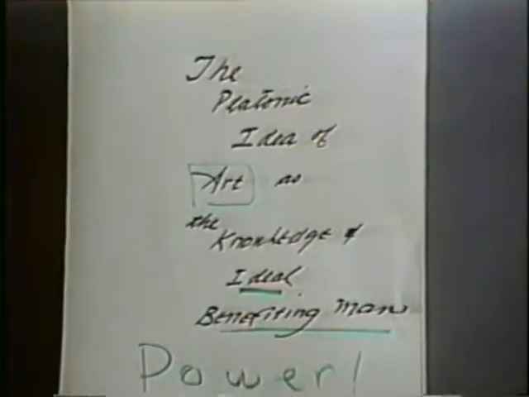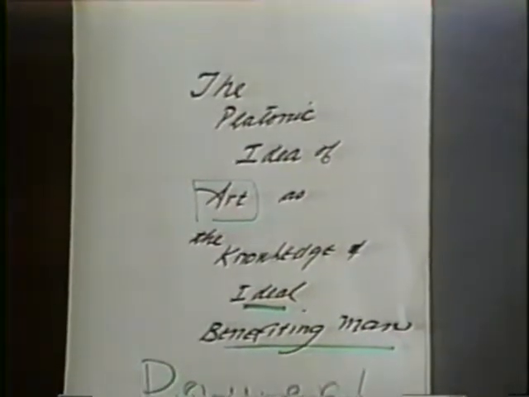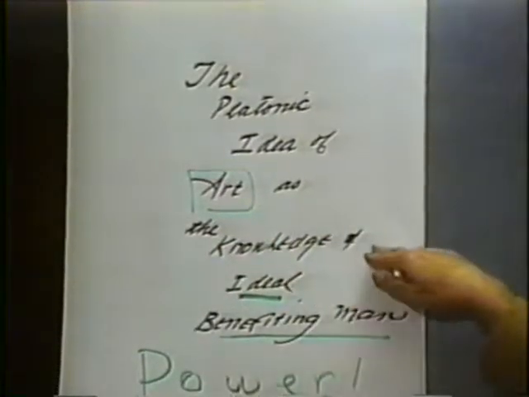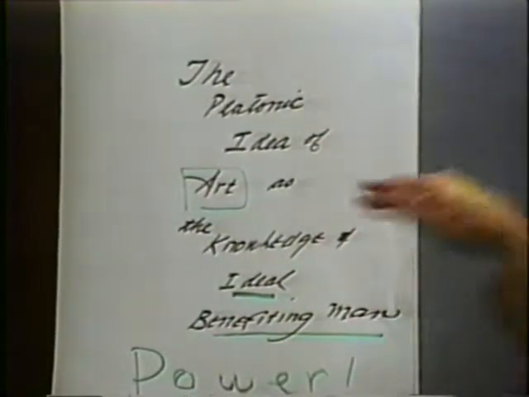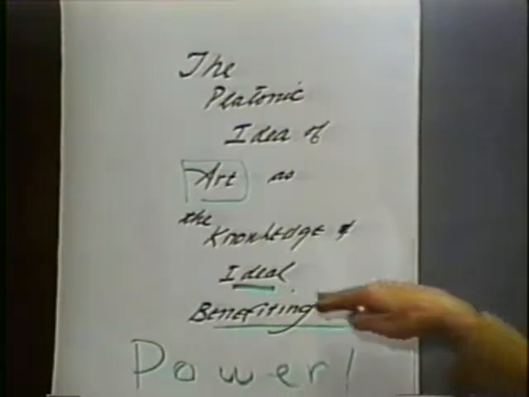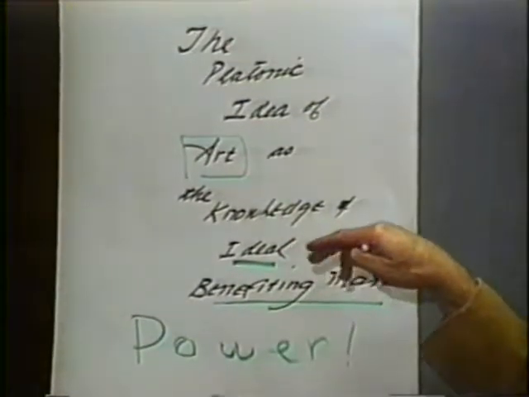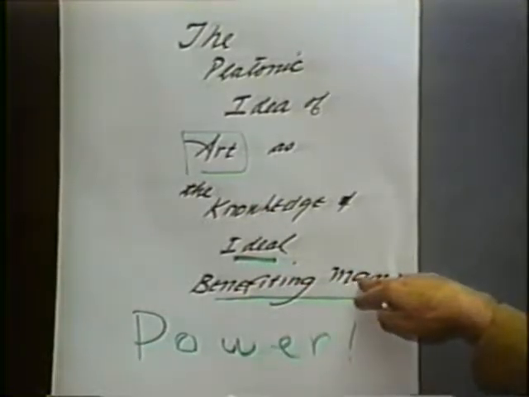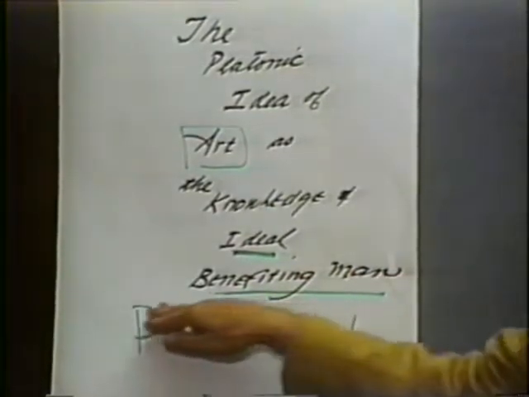The Platonic idea of art as knowledge. And it's a special kind of idea of art. It's the idea of art as a knowledge that includes within it necessarily an ideal, and that knowledge and ideal must benefit man. That's a totally different idea of knowledge than we're used to.